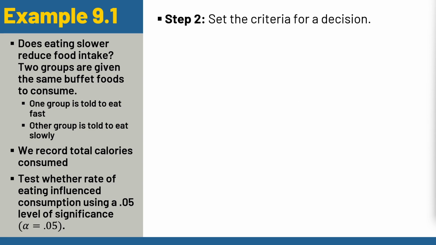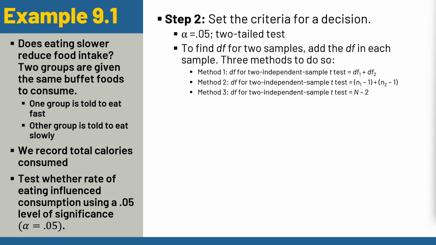Easy enough. Now let's set our criteria. We already said alpha is 0.05. Here it's a two-tailed test, and since this is a t-test, we'll just account for that when we look up our columns in the table. For our degrees of freedom, since we have two samples now, it's a little bit less straightforward, but ultimately it's still pretty straightforward, I think.